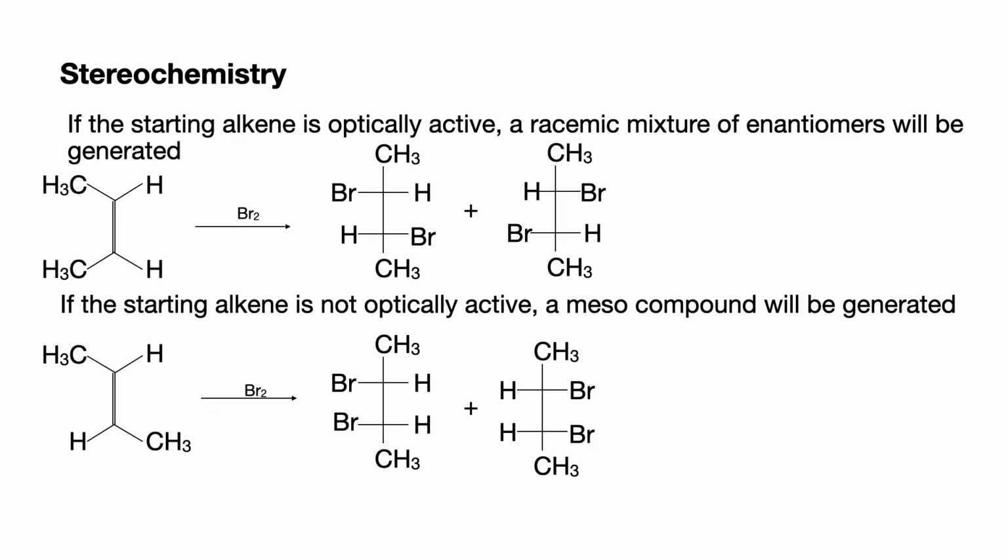It's the same product. So in other words, if the starting alkene is optically active, such as cis-2-butene, then you're going to get a racemic mixture. If the starting alkene is not optically active, such as trans-2-butene, you're going to get a meso compound. And that's it.